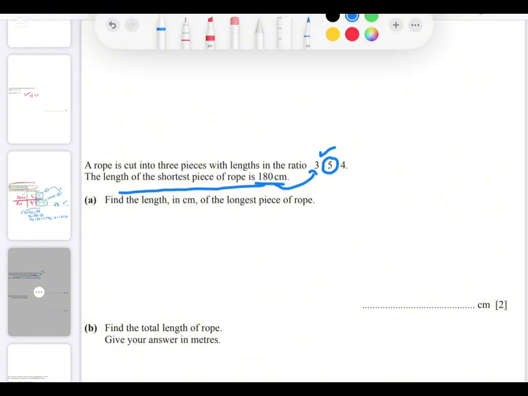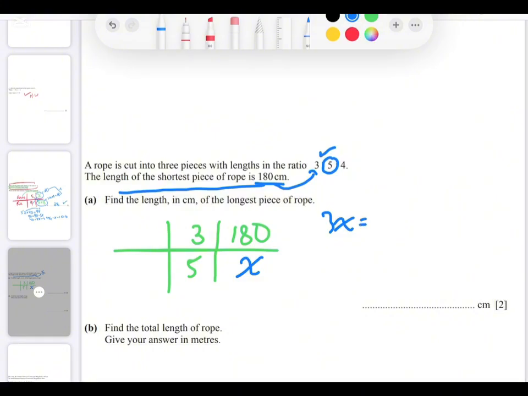So what is given and what we need to find out? The given is the shortest length, that's ratio 3 and its value is 180. That's the shortest length that is given to us. And what we need to find out? We need to find out the length of the longest piece. The longest piece ratio is 5 and we don't know the value, so I will write x. So what we need to do, just cross multiply. 3 will multiply by x, 5 will multiply by 180, 5 8s are 40, it will become 900. So now 900 divided by 3 will give us 300. So that's it, that's the final answer, that's what is required.